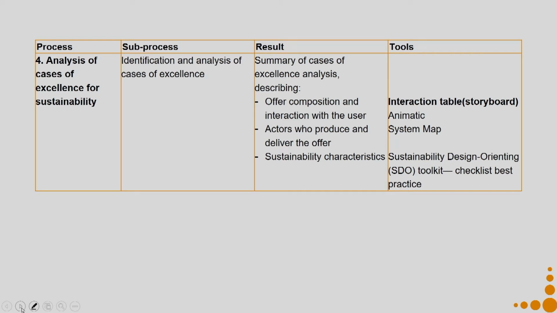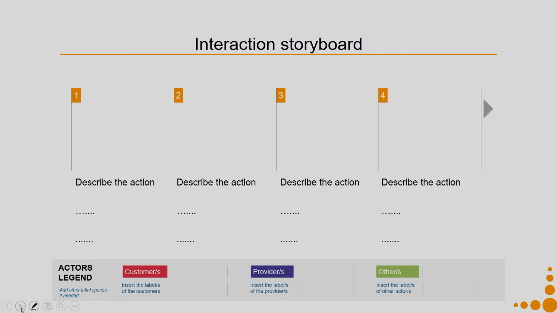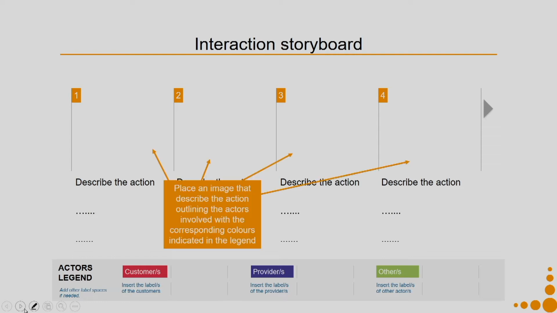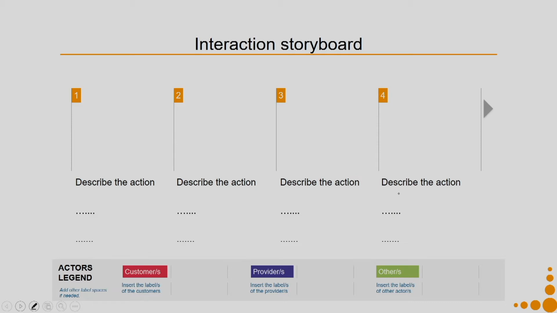So how do we make an animatic? All of us know that we are going to capture a video. How do we make an interaction table? It's a very simple thing. I will create these boxes. In each of these boxes I will place an image that describes the action, outlining the actors involved with the corresponding colors indicated in the legends. I can insert a maximum of 4 scenes, but in case you need more than that to describe your particular interaction, you can use more also. And below each of those I describe the action which is being performed.